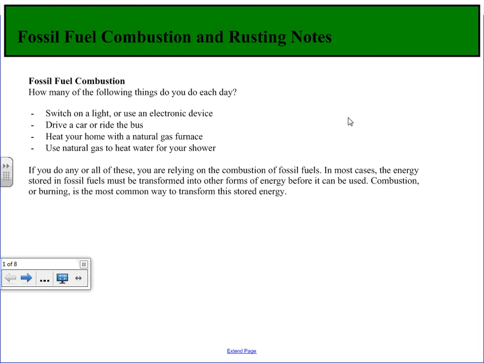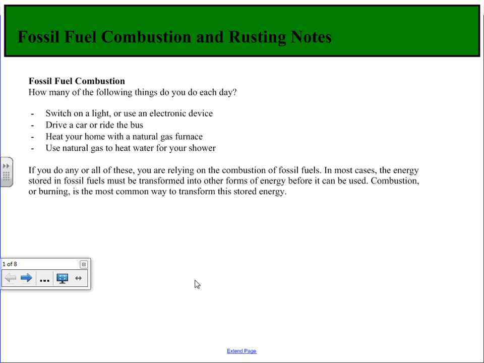Okay, so we're going to talk about fossil fuel combustion and rusting. So fossil fuel combustion. How many of the following things do we do each day? Switch on a light or use an electronic device, drive a car or maybe ride a bus, heat our home with a natural gas furnace, or use natural gas to heat the water for our shower.